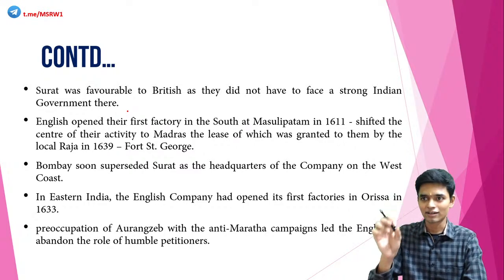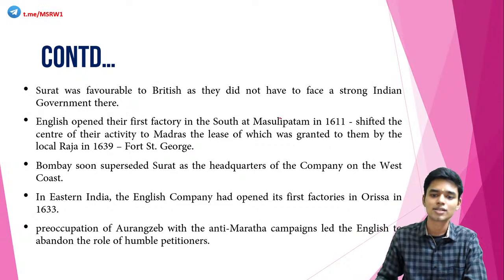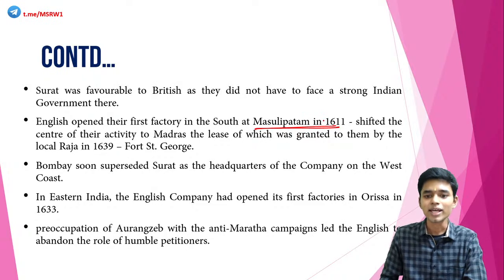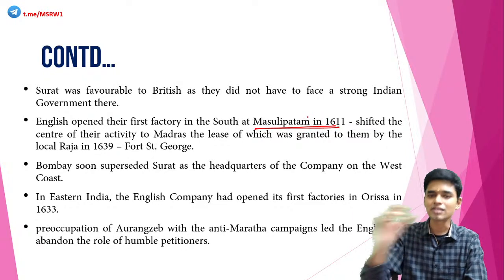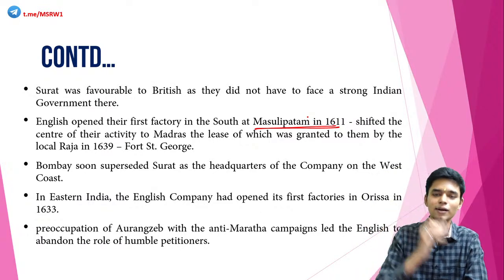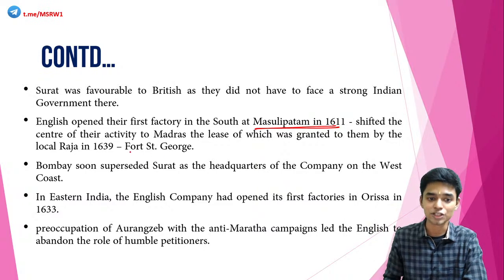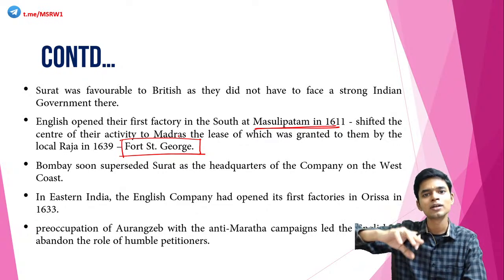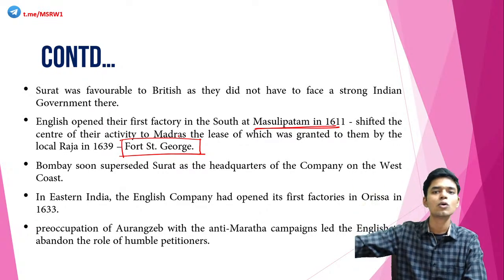The first factory that the English set up in South India was at Masulipatanam in the year 1611. Okay, although they set up this factory, very soon they shifted their center to Madras. Madras was actually given to them by a local Raja. And in Madras, the British set up a fort known as Fort St. George. Very important fort for Britain. Fort St. George was set up in Madras, which was granted to them by a local Raja. And they shifted their southern headquarters from Masulipatanam to Madras.